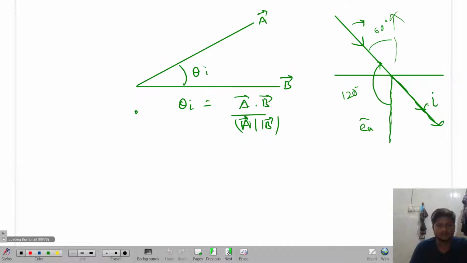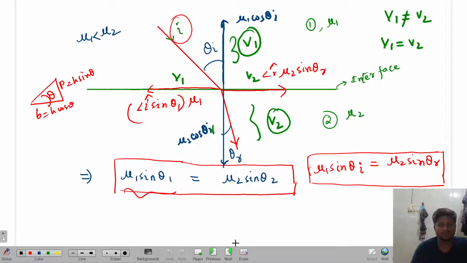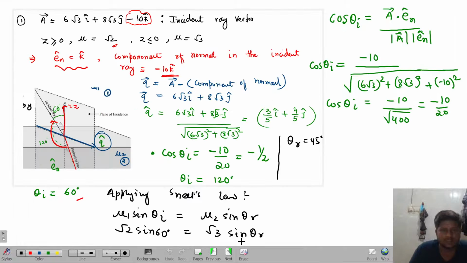हाँ, ये सारा चीज अभी बस थोड़ा सा है. म्यू1 स्नेल्स लॉ क्या बोलता है कि म्यू1 sin थीटा 1 is equal to म्यू2 sin थीटा 2. बस सिंपल सी बात है.